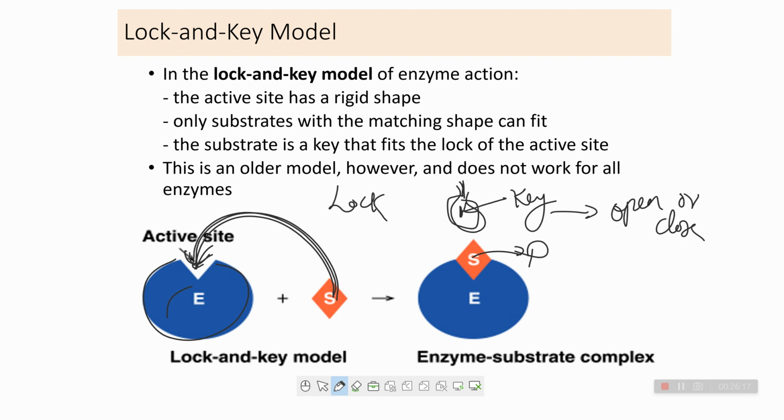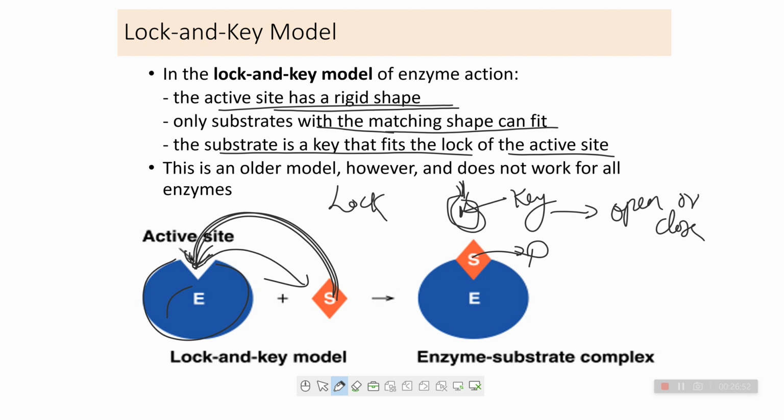And this active site is specific for its substrate only. Another substrate will not come and bind with this active site. No, this will not happen here. So in the lock and key model of enzyme action, the active site has a rigid shape. Only a substrate with the matching shape can fit. The substrate is a key that fits the lock of the active site.